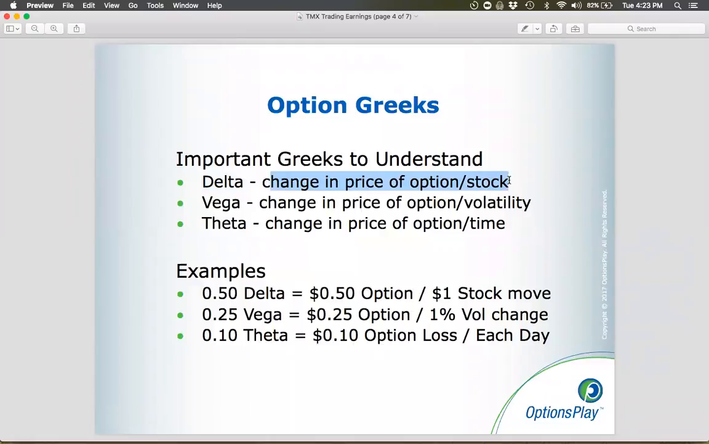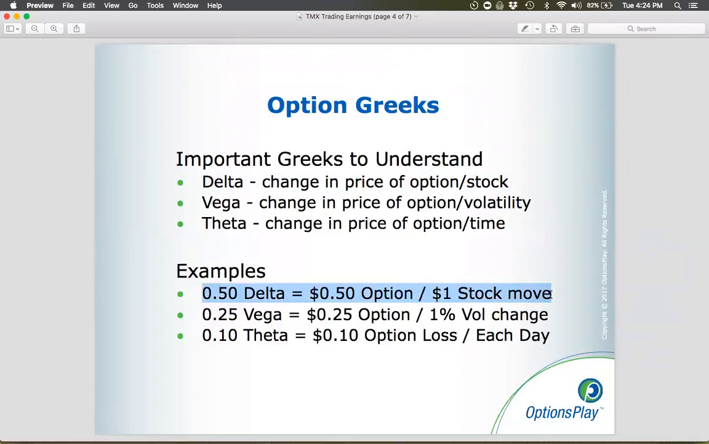Really important, because this is where we expect the largest move to happen during earnings season. We expect the stock price to move very quickly overnight, based on whether a stock beats or misses their earnings calls. So delta tells us how much we can expect that option price to move based on that stock move. So when you see an option with a delta of 50, that's telling you that the option price will move 50 cents for every dollar that the stock moves.